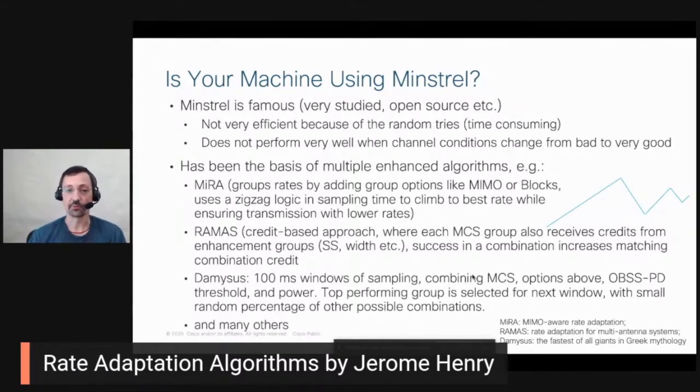So those are interesting variations. Another interesting one is RAMAS. If you work in the banking industry, you'll like this one. What they do is say, forget those buckets, I give you budgets.